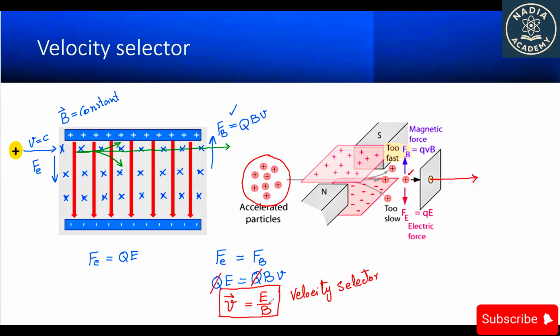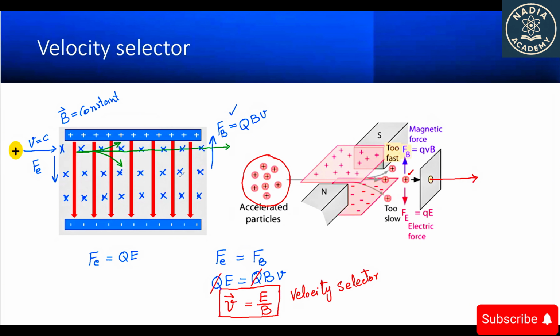So using this equation, if you change the value of the electric field or the value of the magnetic field, you can change the velocity. So you can select what value of velocity you want at the end of this velocity selector. It means that by using velocity selectors, we can obtain a beam of charged particles where all charged particles have almost the same velocity, and that velocity will be constant.